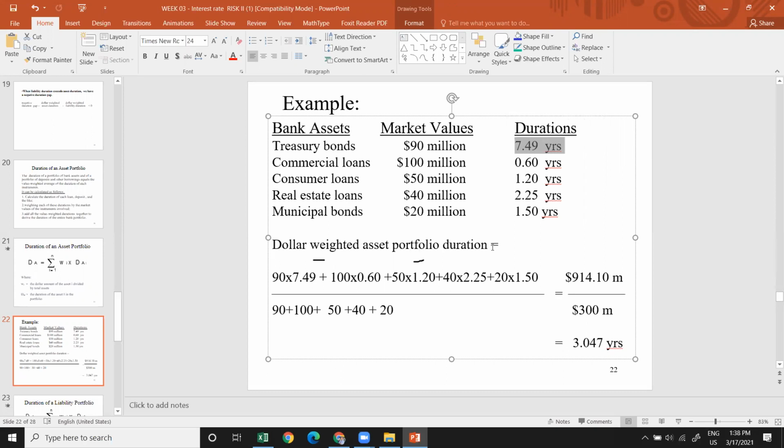And the dollar weighted asset portfolio duration is here. Each value of the asset is multiplied by its duration. So at the end of the day, lastly, you divide by the total market value of the assets, like 90, 100, 50, 40, 20, add them up and divide. And you get the dollar weighted asset portfolio duration.